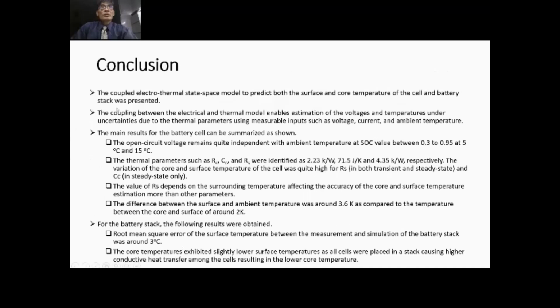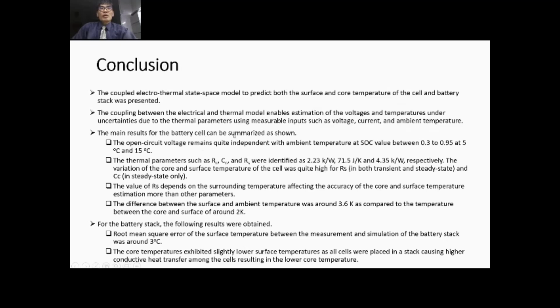So in conclusion, the coupled electro-thermal state model that predicts both surface and core temperature of the cell and the battery stack was presented in this presentation. We can see that the coupling between the electrical and thermal models enables the estimation of voltage and temperature under uncertainty, meaning plus or minus more than 30%. We investigated the parameter changes due to this uncertainty, using measurable inputs such as voltage, current, and ambient temperature.